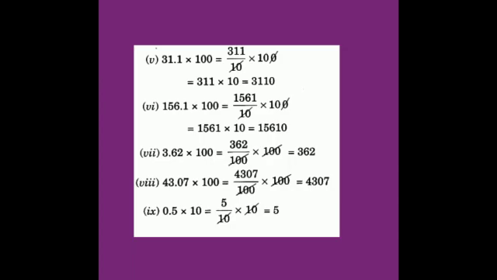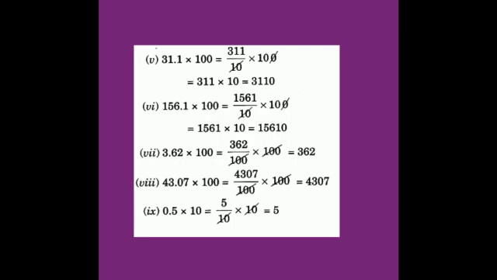Eighth subdivision, 43.07 into 100. 43.07 can be written as 4,307 divided by 100. That should be multiplied with 100. Since 100 and 100 get cancelled, our answer is 4,307. Otherwise, if you are multiplying 43.07 into 100, we have to shift the decimal point 2 places to the right. Thus, we got 4,307.